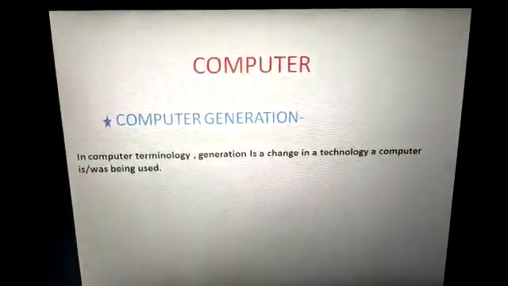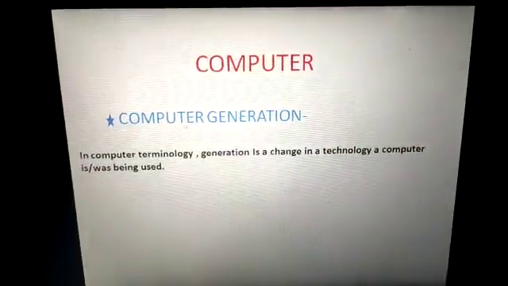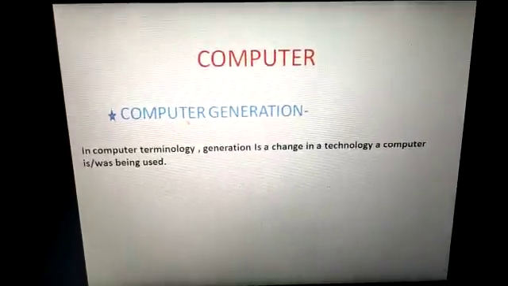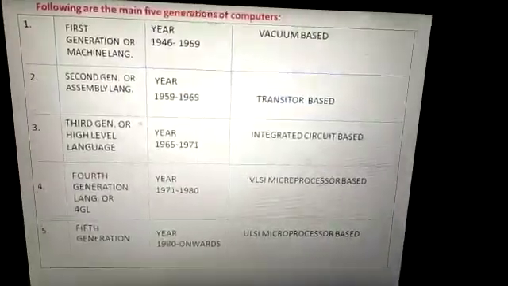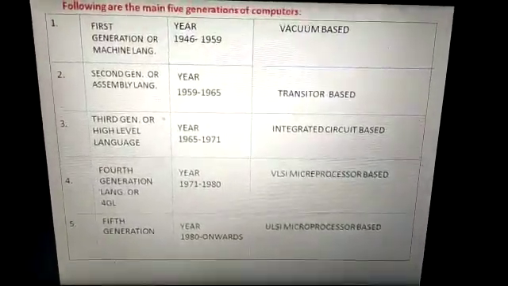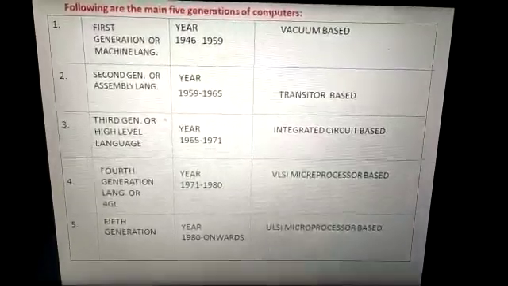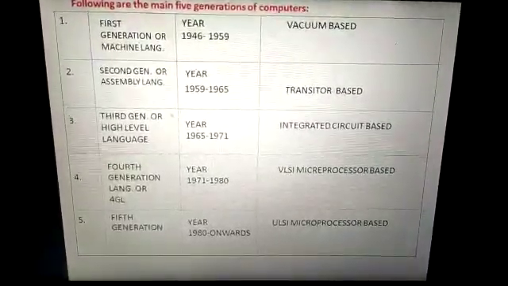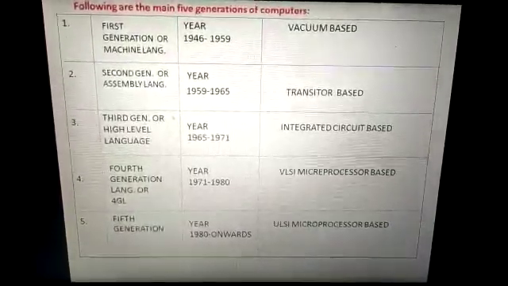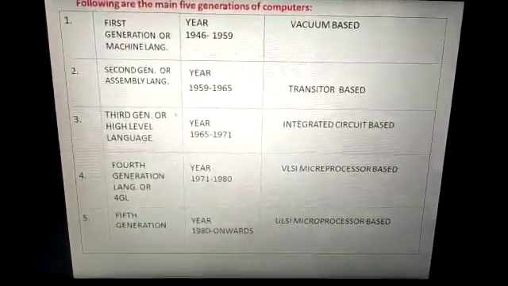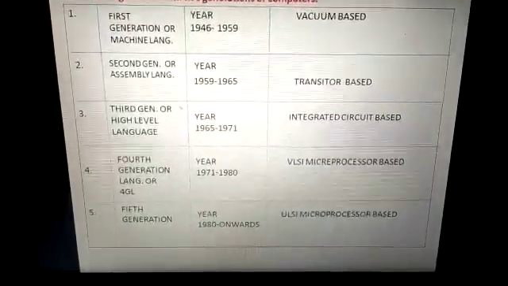Computer generation. In computer terminology, generation is a change in the technology a computer was using. In this table you can see there are 5 types of generation, the year, and which machine was used in which generation. In the first generation it was vacuum tube based, second generation was transistor based, third generation was integrated circuit based, fourth generation was VLSI.